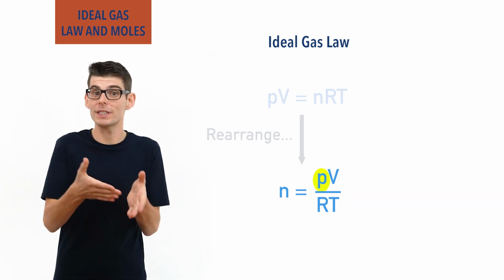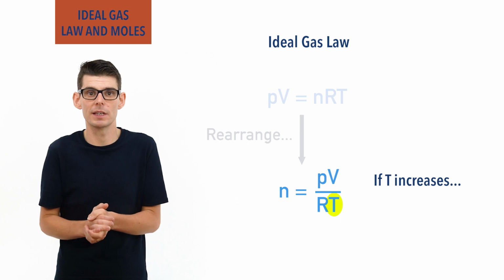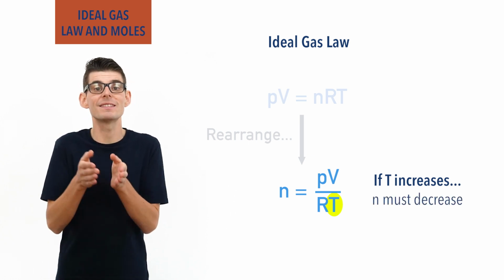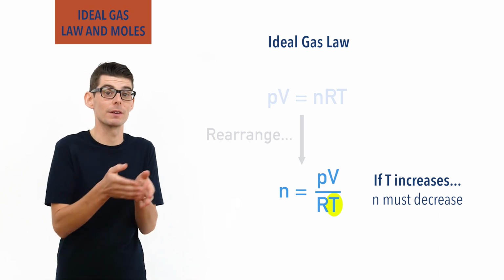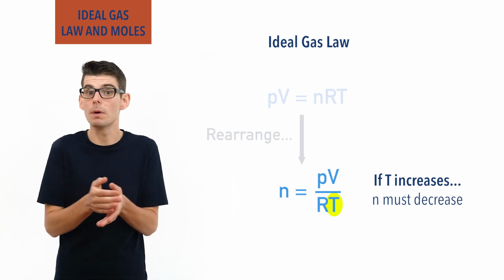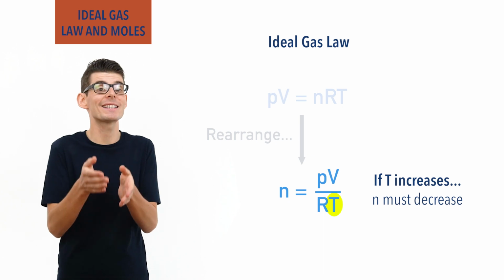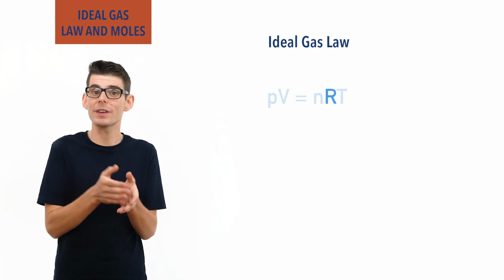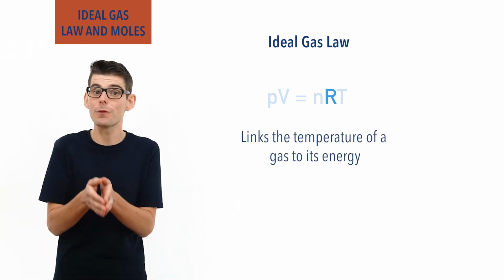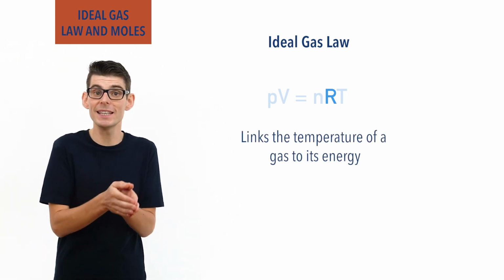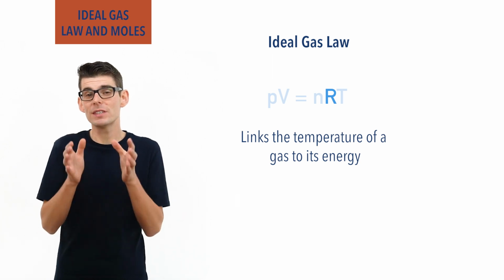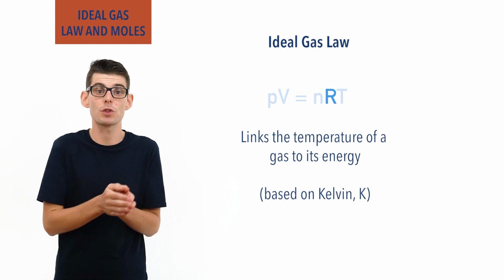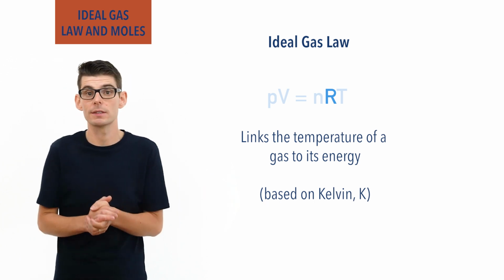Equally, if temperature T is increased and everything else stays the same, n must be smaller, as the value of PV is now being divided by a bigger value, meaning fewer moles of gas in the same volume at a higher temperature. The gas constant R links the temperature of a gas to its energy, and therefore how quickly the molecules present in it are moving. This is also why Kelvin has to be used as a measure of the gas's temperature, rather than degrees Celsius.